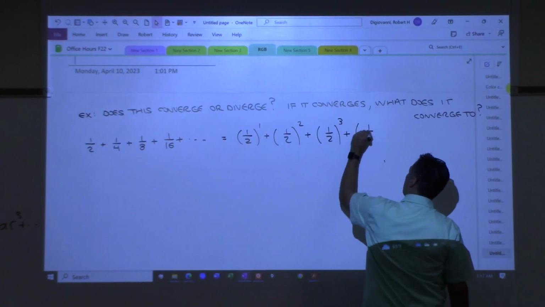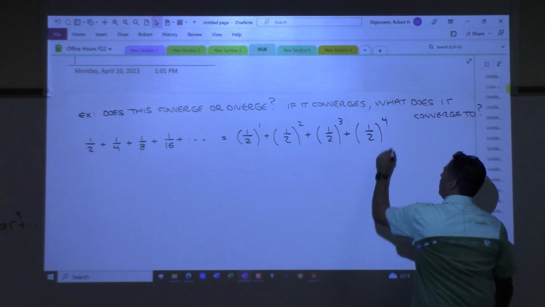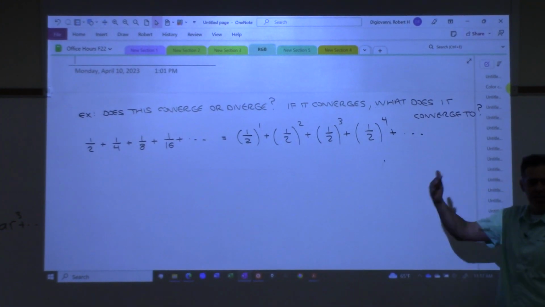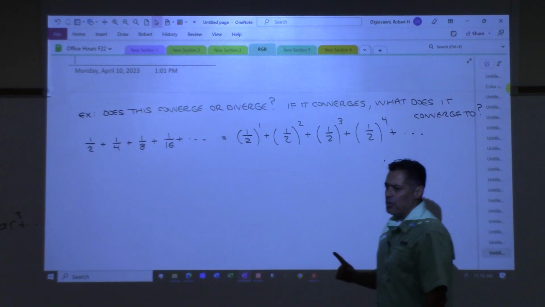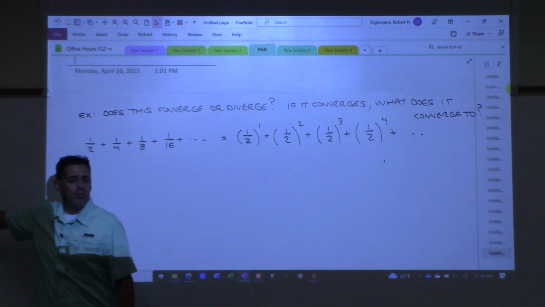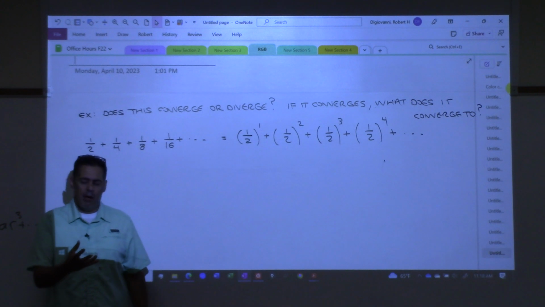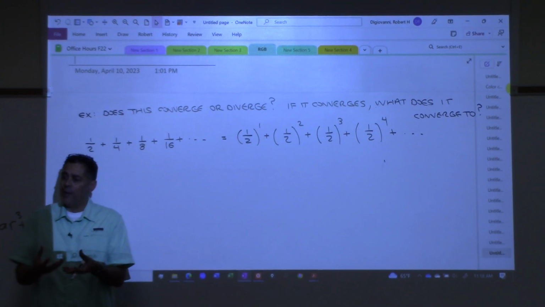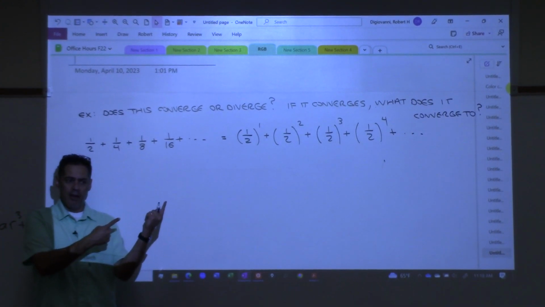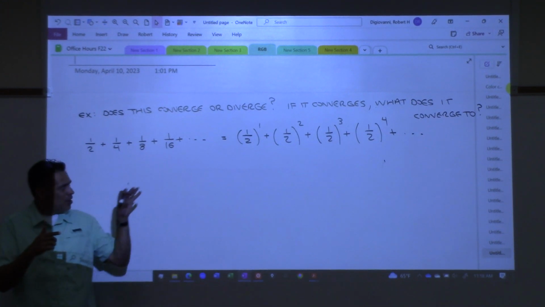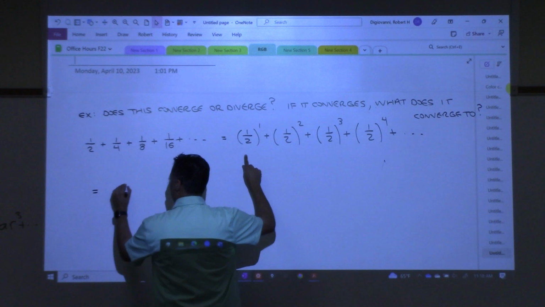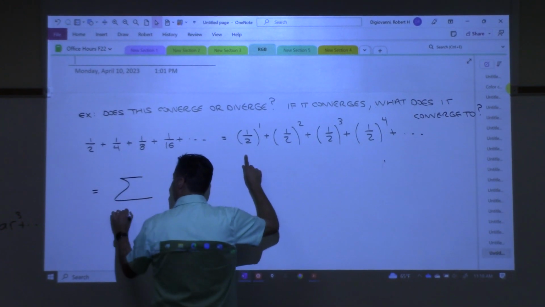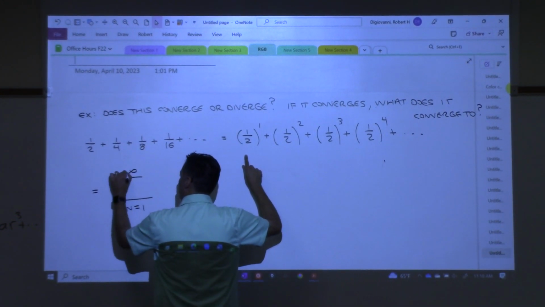I think you get the idea, 1/2 to the 4, plus dot, dot, dot. So I have to see that, right? I have to recognize that pattern. And now what I'm going to do is convert it into sigma notation. And this is where you have to be able to create the formula that creates that, right? This is where you have to look at it, analyze what's going on, and say, all right, this can be rewritten as a sum, n equals 1 to infinity.